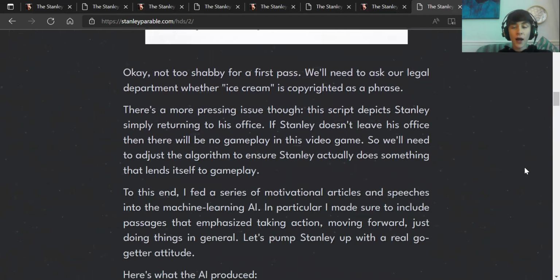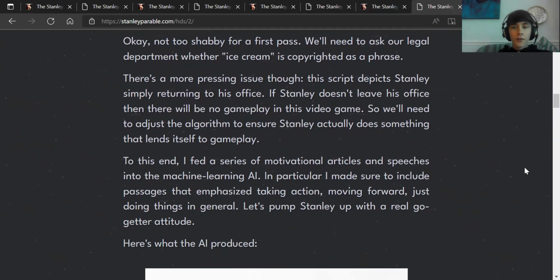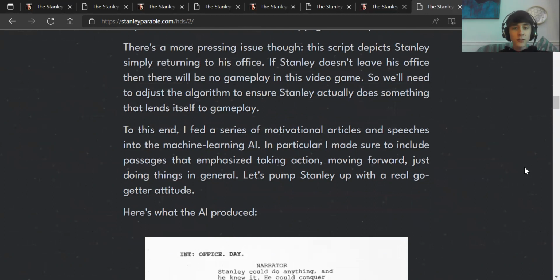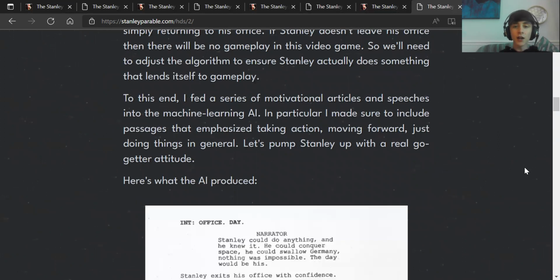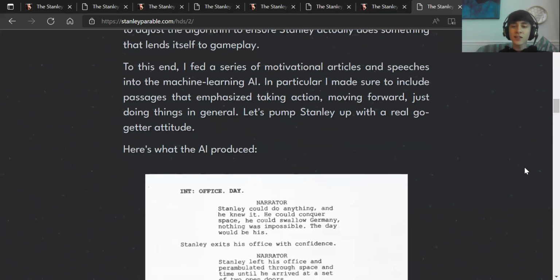Okay, not too shabby for a first pass. We'll need to ask our legal department whether ice cream is copyrighted as a phrase. It probably will be. Some company probably owns the term ice cream. There's a more pressing issue, though. This script depicts Stanley simply returning to his office. If Stanley doesn't leave his office, then there will be no gameplay in this video game. So we'll need to adjust the algorithm to ensure Stanley actually does something that lends itself to gameplay. To this end, I fed a series of motivational articles and speeches into the machine learning AI. In particular, I made sure to include passages that emphasize taking action, moving forward, just doing things in general. Let's pump Stanley up with a real go-getter attitude. Here's what the AI produced.